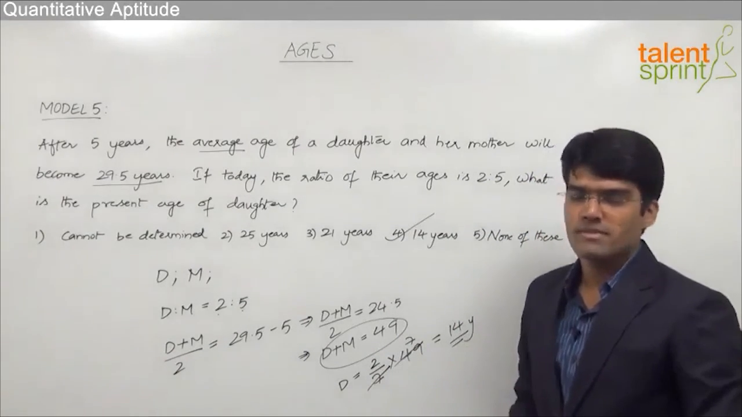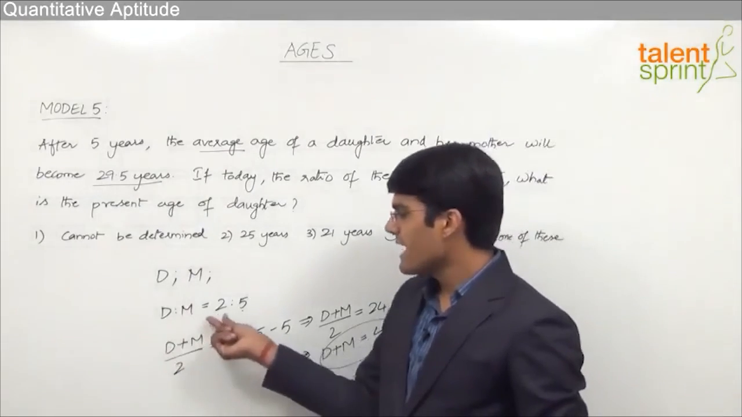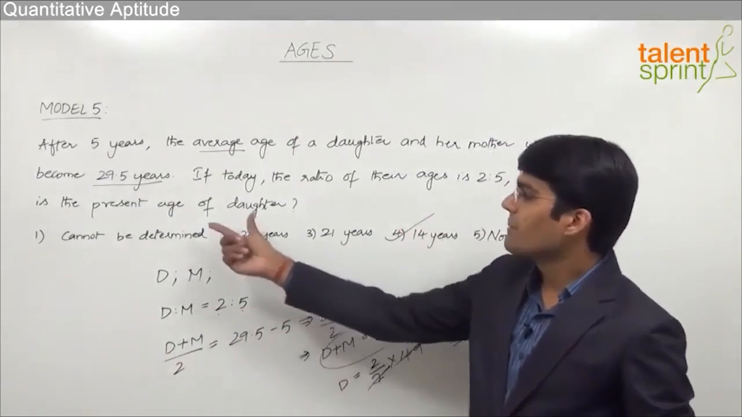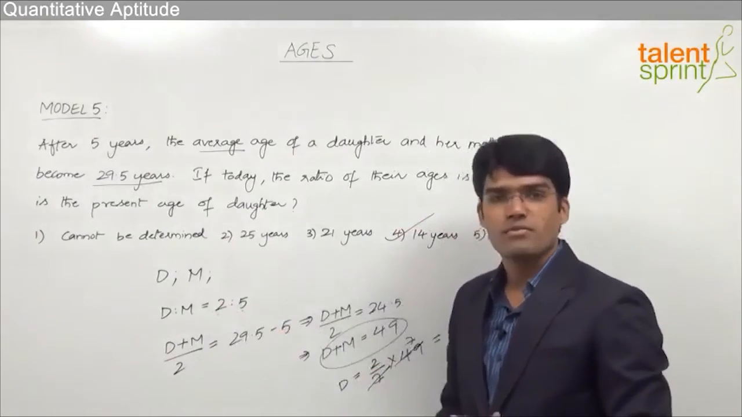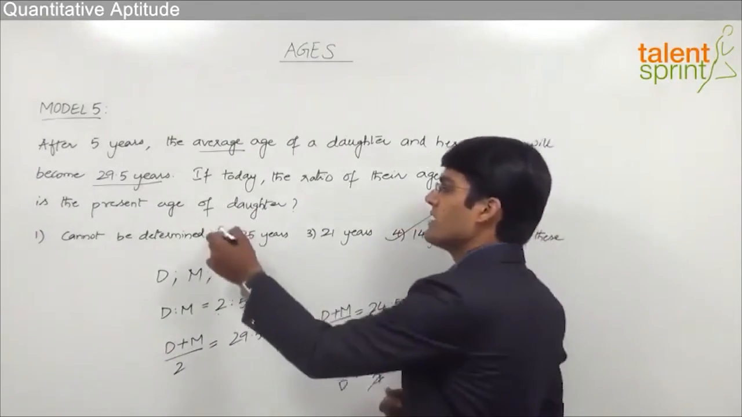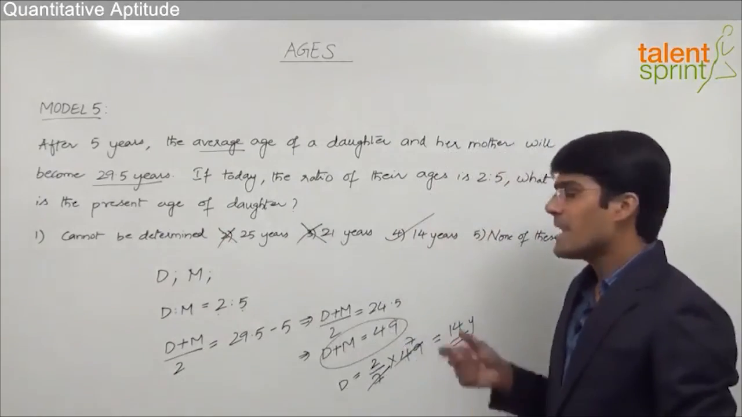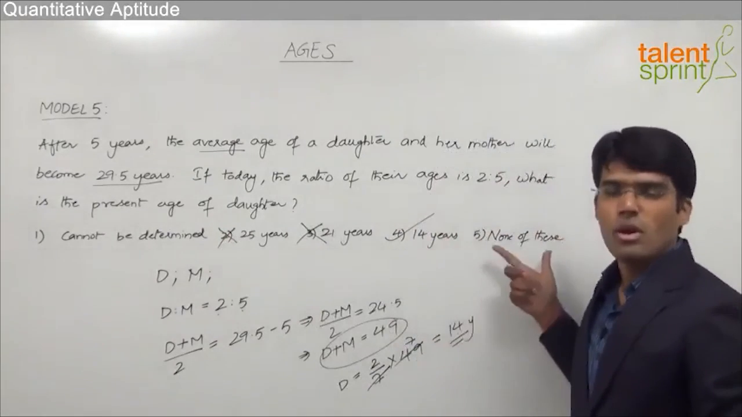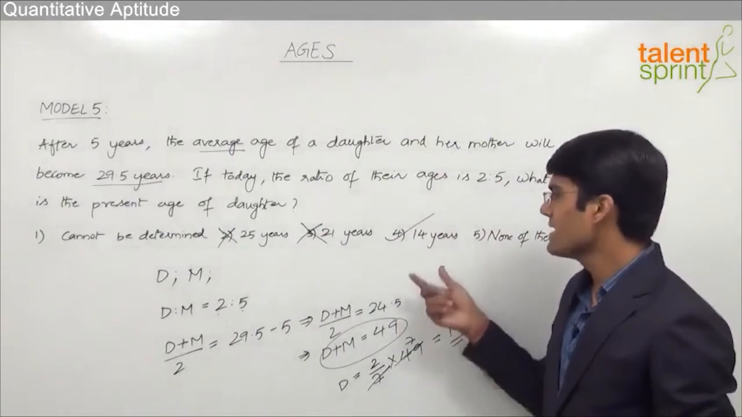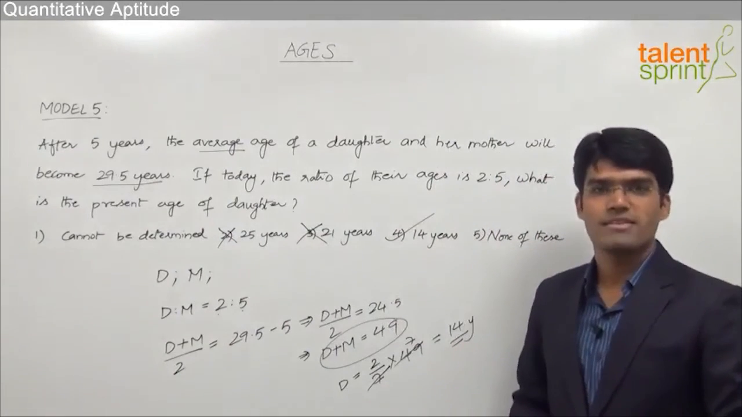One more point which you can observe here is, since the present ages are in the ratio of 2:5, the present age of daughter should be a multiple of 2. And option 2 is not a multiple of 2. Even option 3 is not a multiple of 2. So the answer can be either option 4 or option 5. And with the help of the second condition, we can verify that option 4 is the correct answer.